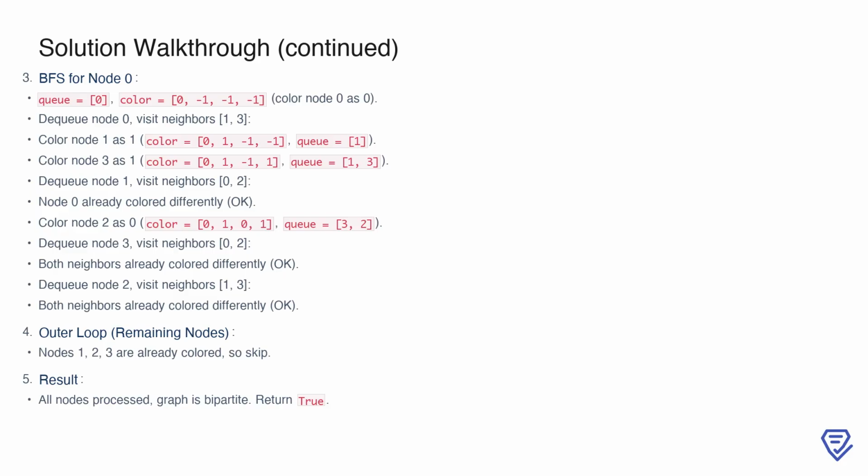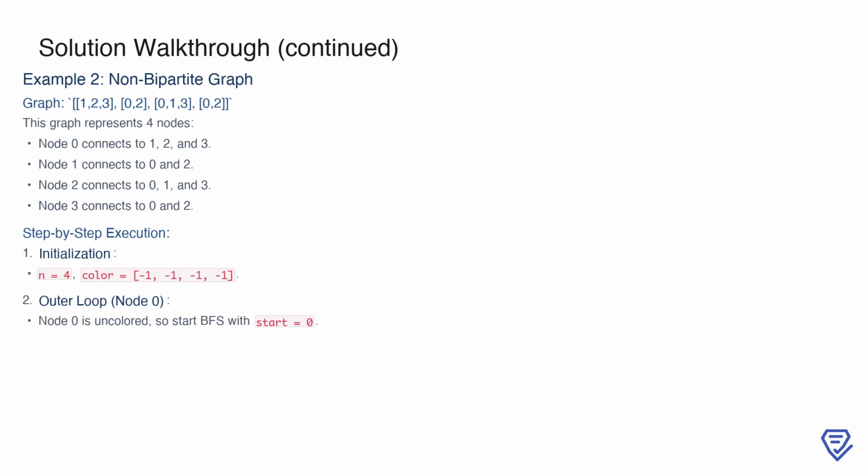When we dequeue node 3 and check its neighbors, nodes 0 and 2, we find that both are already colored differently, so no conflicts occur. Finally, we dequeue node 2 and confirm that its neighbors, nodes 1 and 3, are also colored differently. At this point, the BFS for node 0 is complete, and all nodes are processed. For the remaining nodes, nodes 1, 2, and 3 are already colored, so we skip them. Since no conflicts were detected, we conclude that the graph is bipartite and return true.